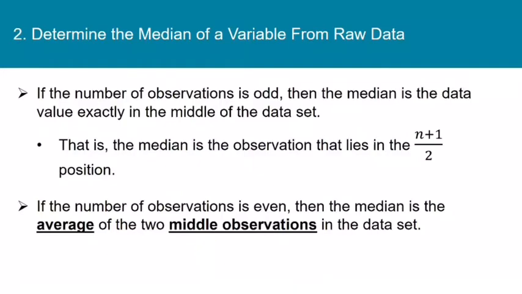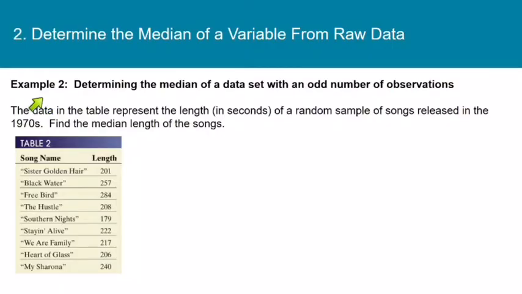Now let's do example 2 together, and we want to find the median of a data set with an odd number of observations. Then in example 3, we'll find the median of a data set with an even number of observations. Now remember, this has to be done when the data are in order.